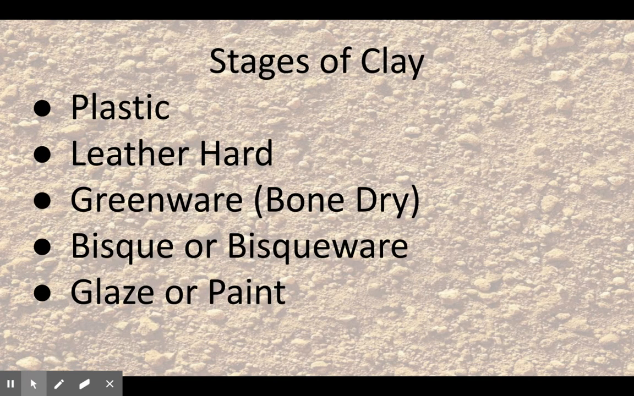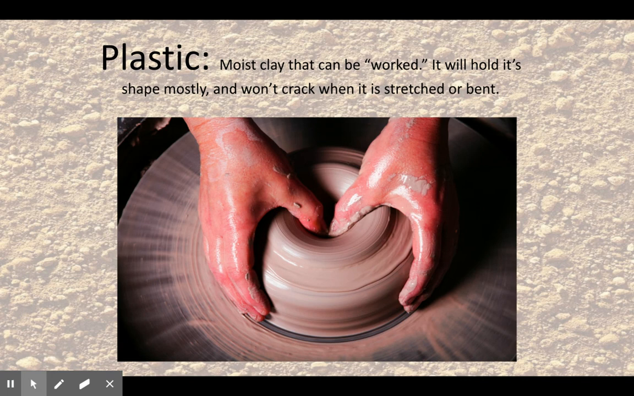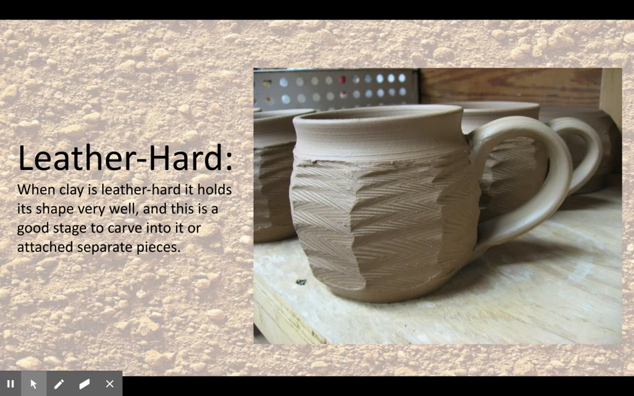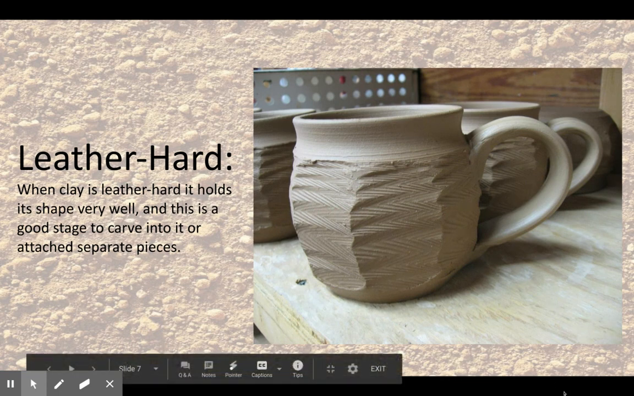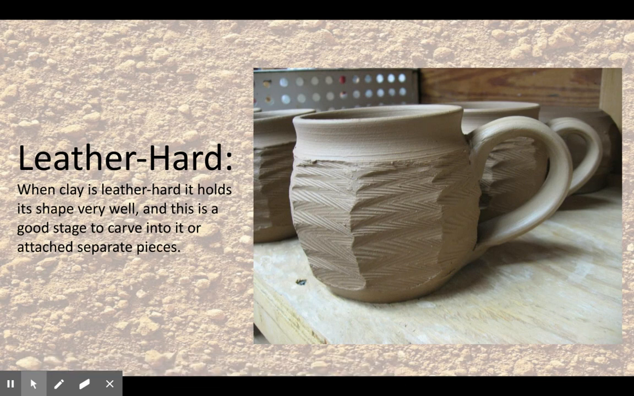There are 5 stages of clay that we're going to review right now. The first stage is plastic. Plastic clay can easily be worked with. It's when it's soft and mushy and wet. It's really the most fun stage of clay to work with. After the clay dries a bit, it becomes leather hard. And this is when it's great to carve or cut into the clay or attach separate pieces.